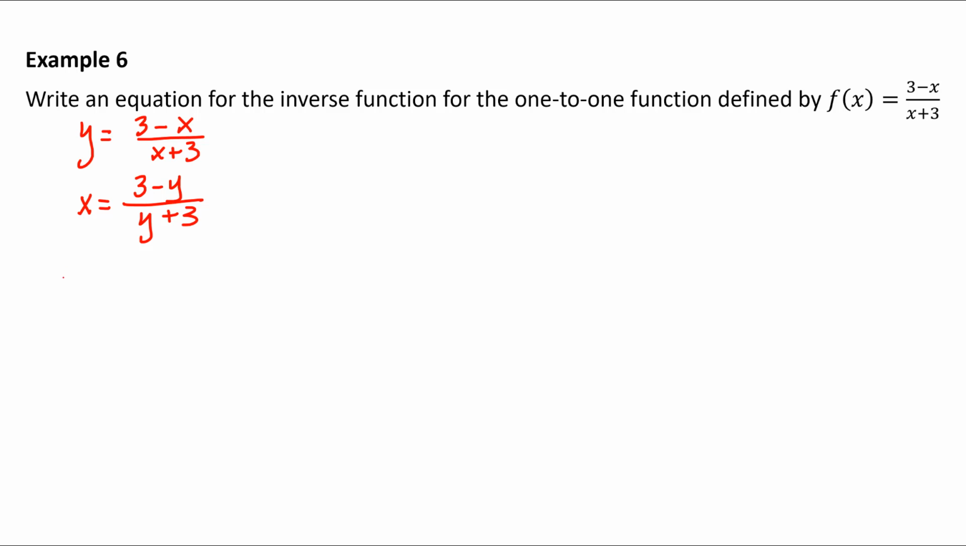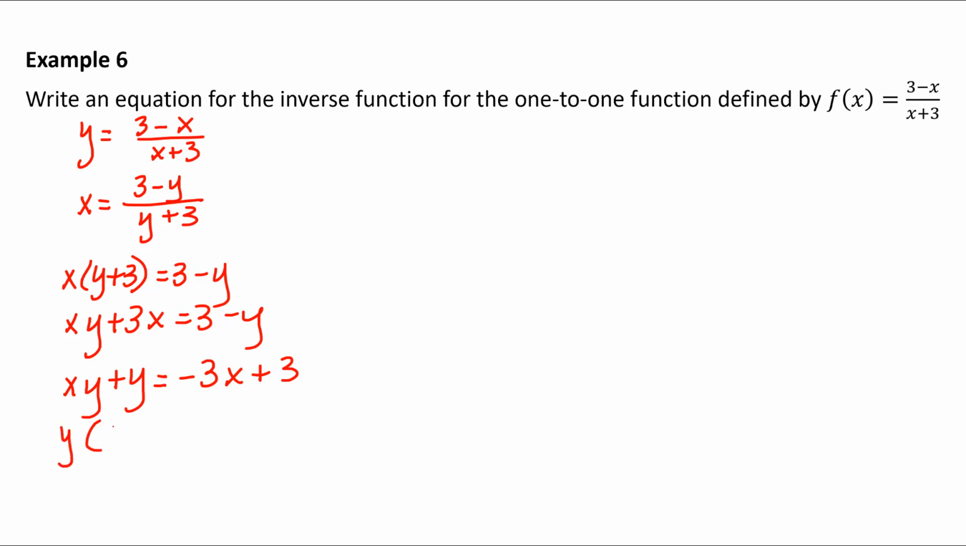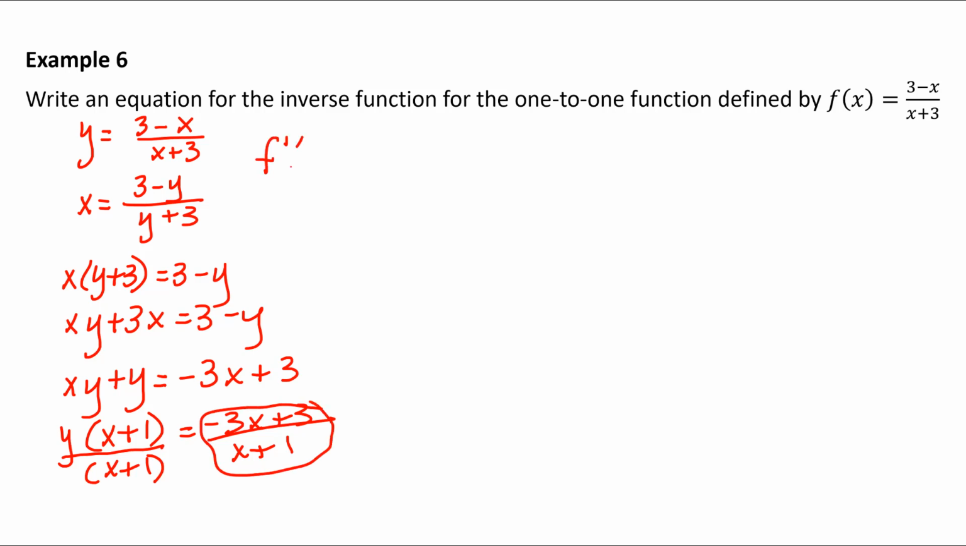So I'm going to multiply both sides by y plus 3. Multiply, xy plus 3x is equal to 3 minus y. And now I want to get everything that has a y in it on one side and everything else on the other side. So I'm going to add y to both sides. And now I'm going to factor out the y on the left. y times x plus 1 is equal to negative 3x plus 3. And now to get y by itself, I'm just going to divide both sides by x plus 1. And so my inverse function now is going to be this. So f inverse is equal to negative 3x plus 3 over x plus 1.